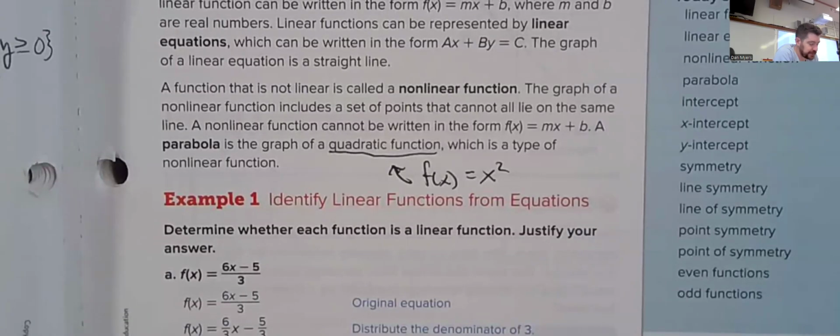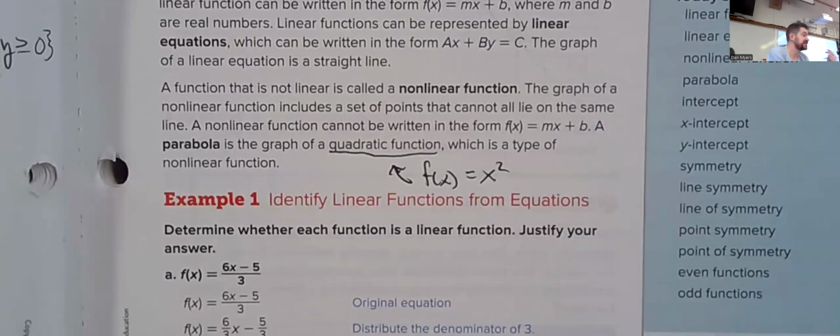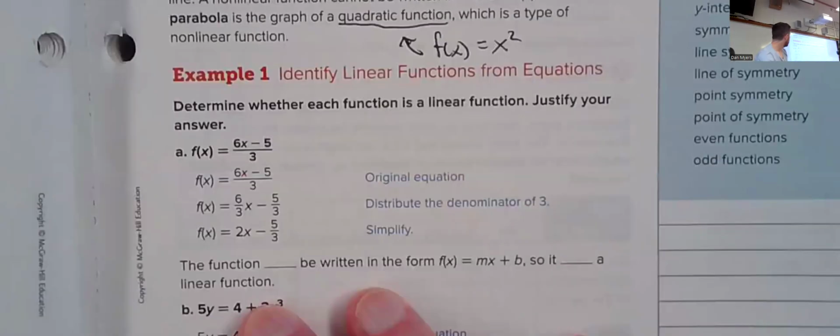So, first thing we're going to do is determine whether each function is a linear function or not. Justify your answer. So, if you can write a function in the form of y equals mx plus b, where m and b are real numbers, which means they could be whole numbers, decimals, fractions, negatives, whatever, that makes it linear. So on this first one, it kind of walks us through the whole thing.